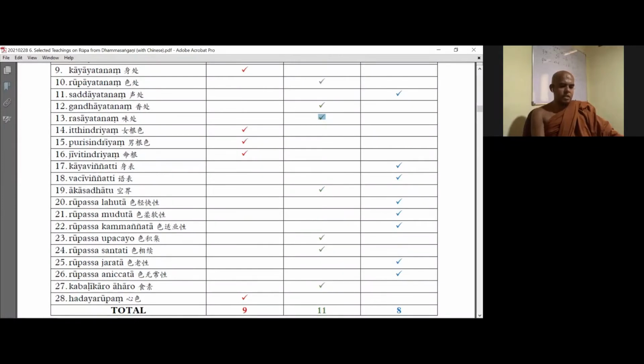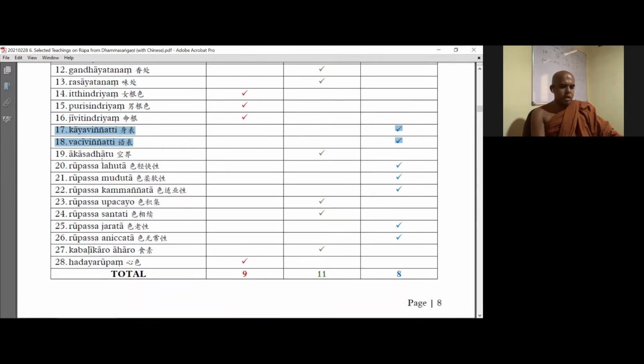After that they have the 3 faculties: Itthindriya, Purisindriya, and Jivitindriya. There are 3 faculties, including Kamaborn Kalapa, definitely Kamaborn Kalapa. After that, they have 2 intimations, Vinnatti: Kaya Vinnatti and Vaci Vinnatti. These 2 are Anupadinna Rupa. And Akasa, space element, is also Anekanta, in the middle.